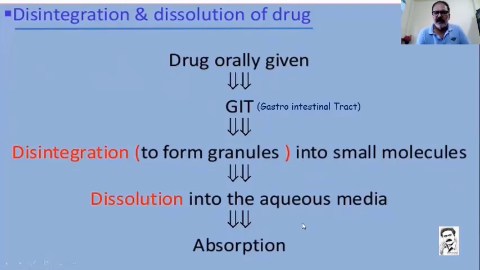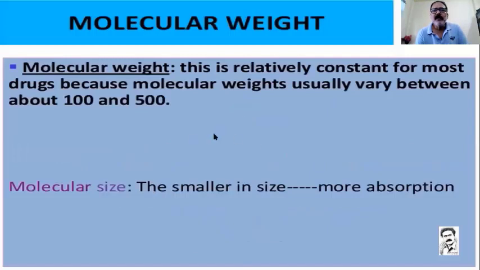Along with the tablet, we will drink some water. So when water is available, digestion takes place automatically. Here the molecular weight also plays an important role. A simple point here: if the molecular weight is around 100 to 500, the smaller the size, the more the absorption. This is what you are supposed to remember. If the molecule is very big, it will not easily go into the absorption part.